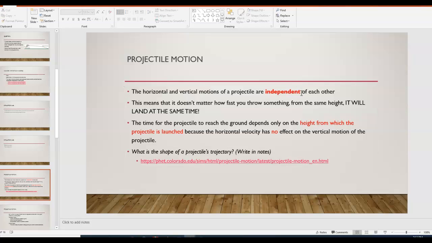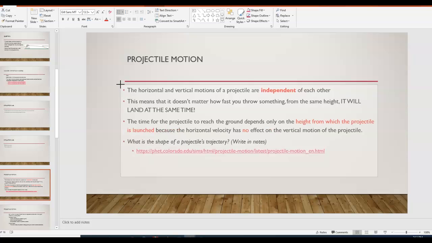And we'll get to solving problems in just a second. I think most of this I've already covered. With projectile motion, you have two types of motion at the same time: horizontal, that means side to side in the x direction, and vertical, up and down, where you have free fall, constant acceleration. Those two types of motions are independent of each other.